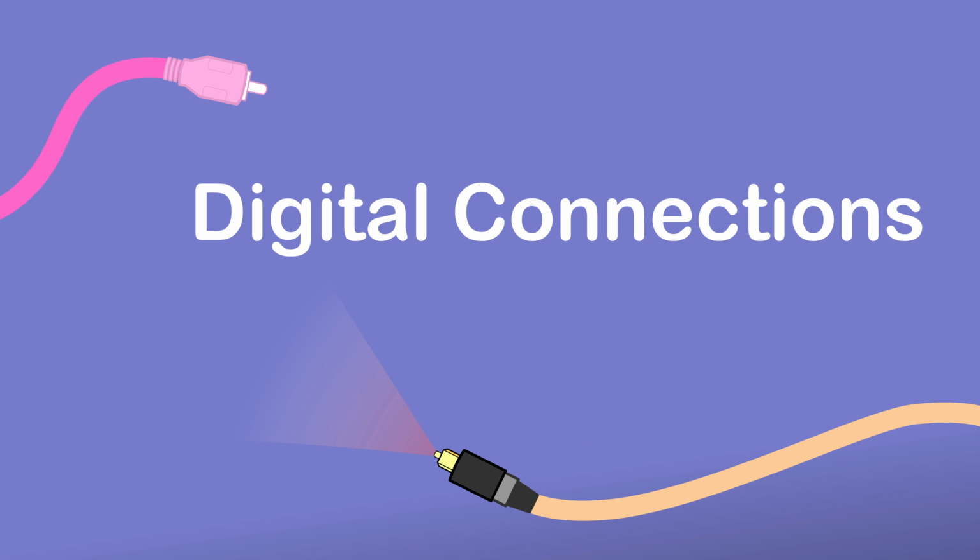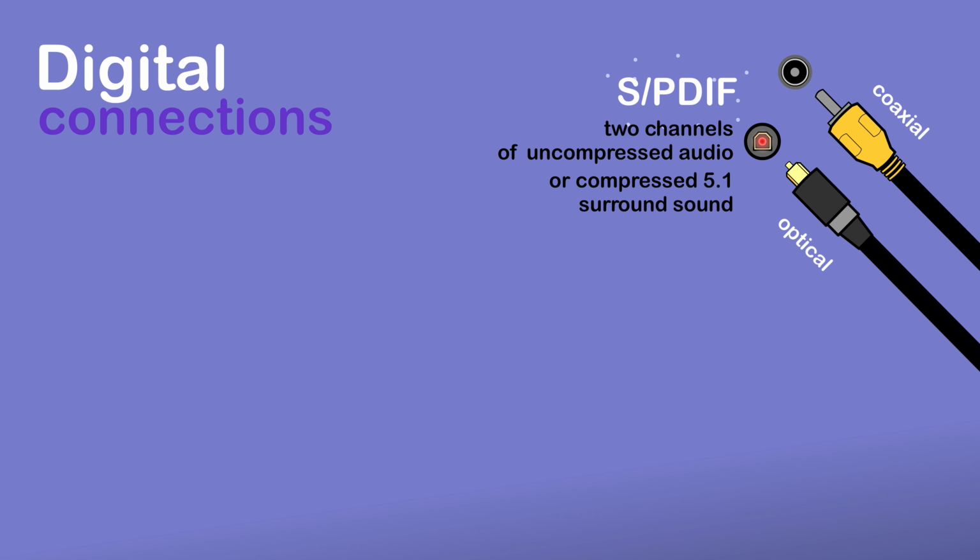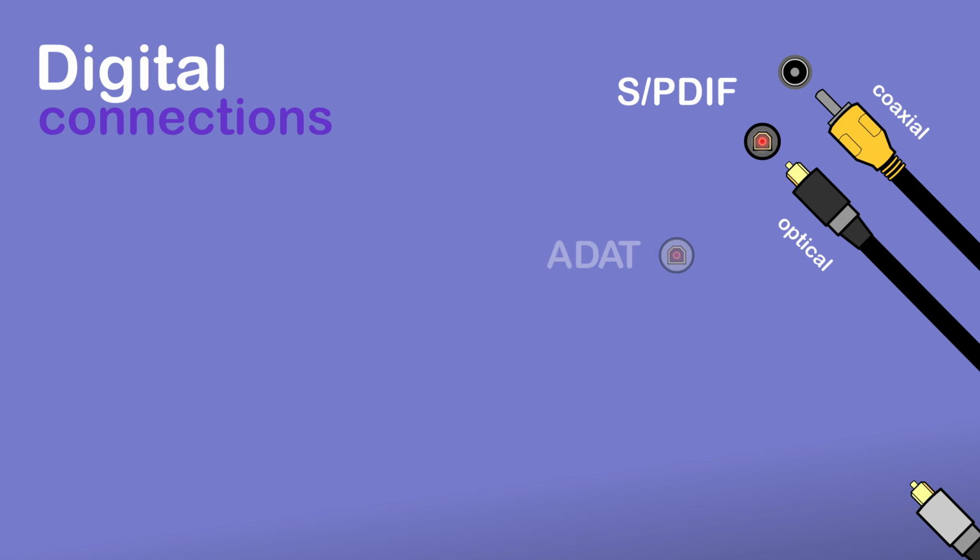Now let's take a look at the most common digital connections and what they do. We have SPDIF, which uses either a coaxial cable with RCA connectors or an optical cable with Toslink connectors, and it can carry two channels of uncompressed audio or a compressed 5.1 surround sound signal. It can be found in a lot of digital gear such as synthesizers and digital effects, and also in consumer active speakers such as soundbars.